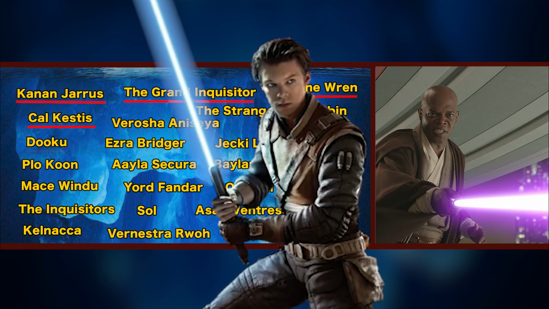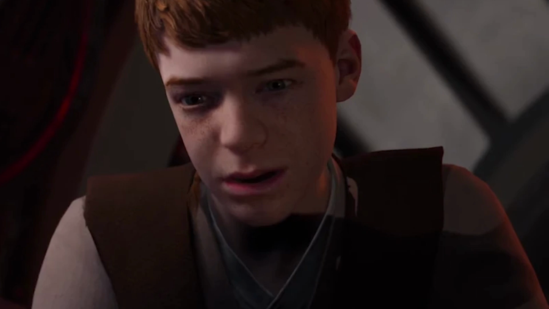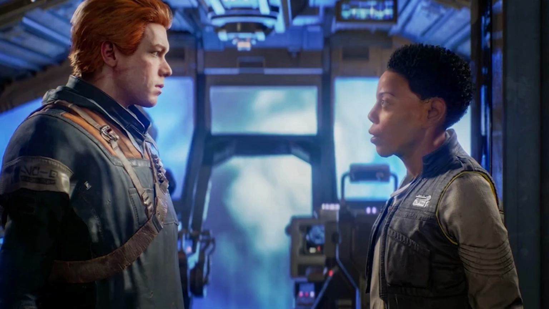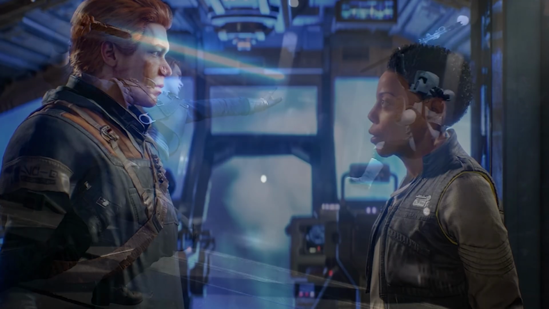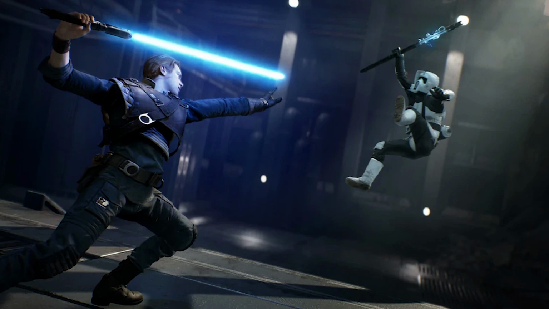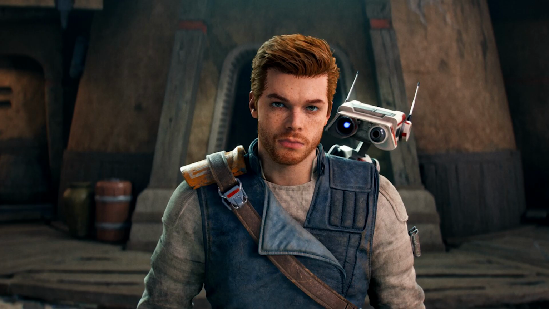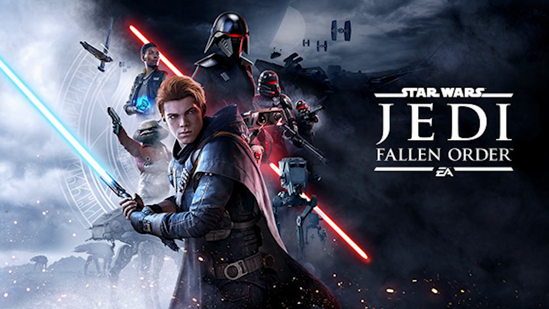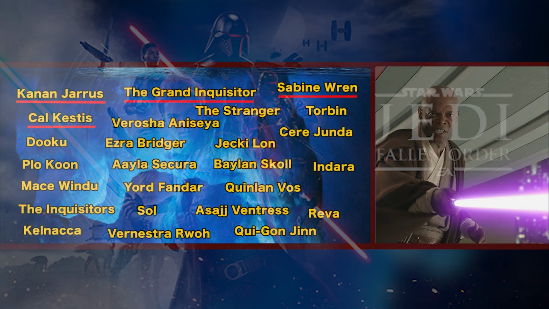Next is Cal Kestis. Cal Kestis survived the Jedi Purge, and eventually joined a group of survivors. He went round the galaxy trying to fight the Empire in little battles. His story is still continuing, but he first appeared in Jedi Fallen Order.